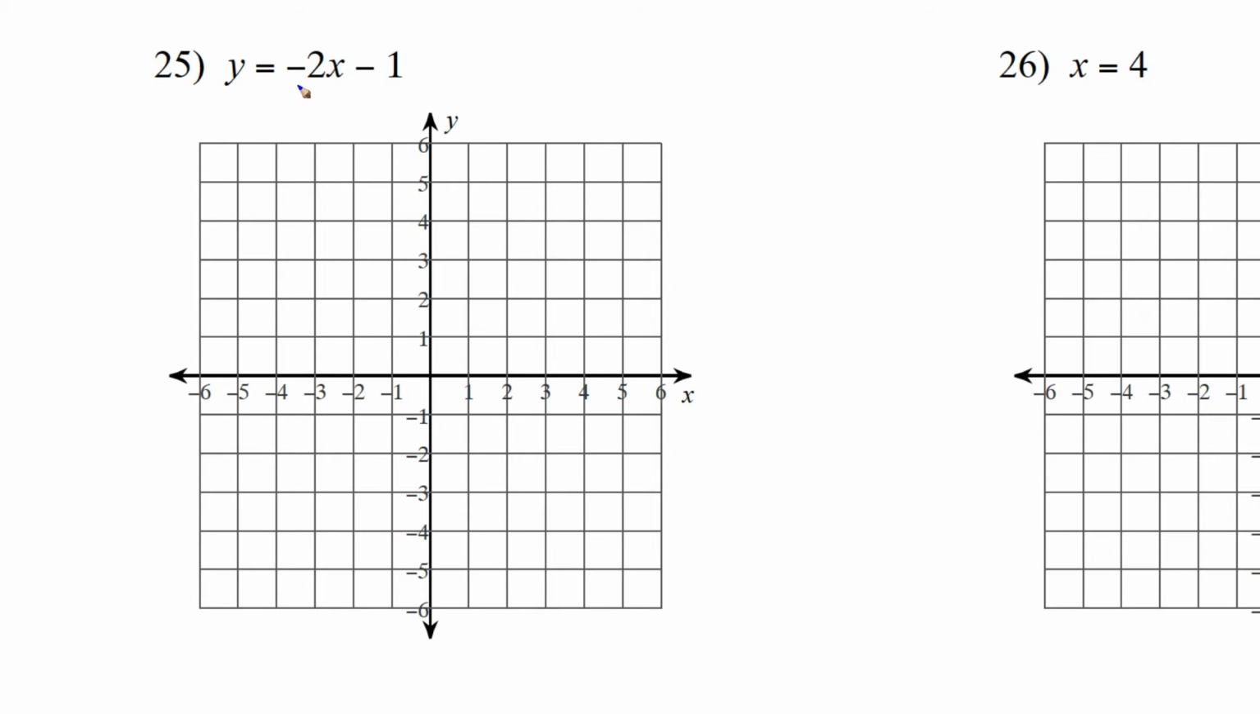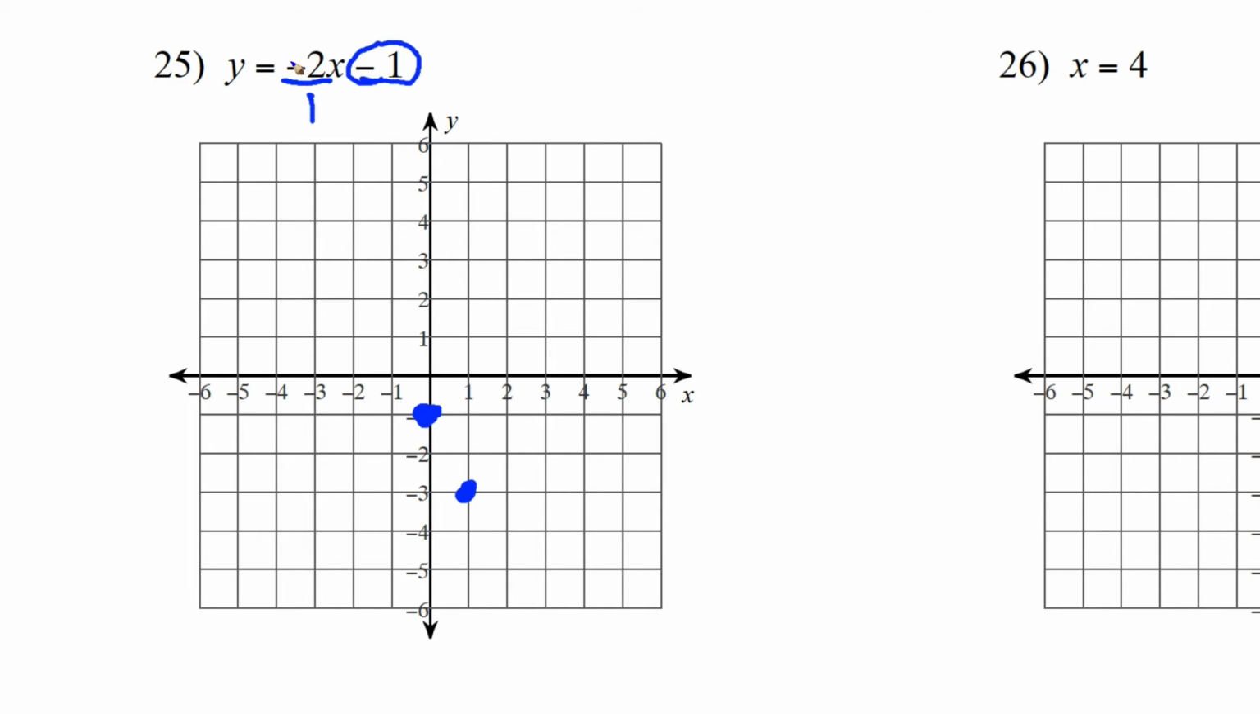Okay, now what happens if we have a whole number here? Always over 1. Just always over 1. If it's just a whole number, it's always over 1. So our y-intercept is negative 1. We get that from right here. That's our negative 1. That's our starting point. From there, we're going to go negative 2, so down 2, and over 1.